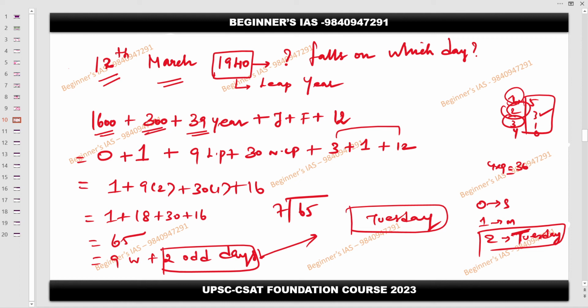1900 is not a leap year. Understood. So I took it as one odd day. Is that a wrong way to do it? Because it is not a leap year, I took that there will be one odd day and the rest I followed the same.